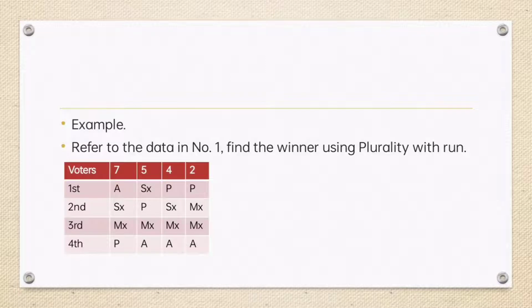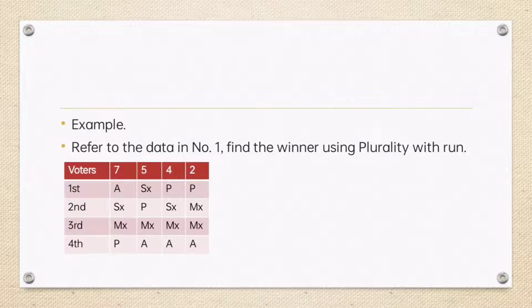Look at the table and mentally, or you can actually do it with a pencil, cross out all the S and M entries. Now look at the first column. There are 7 people who prefer A to P. The second, third, and fourth columns have 5 plus 4 plus 2 equals 11 people who prefer P to A.